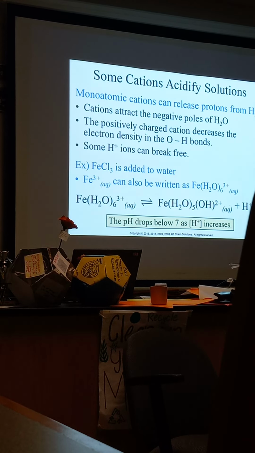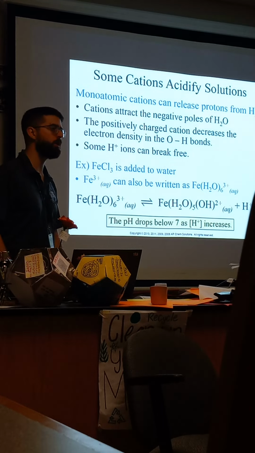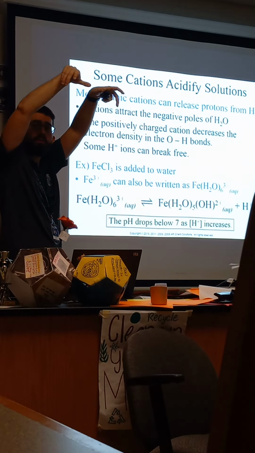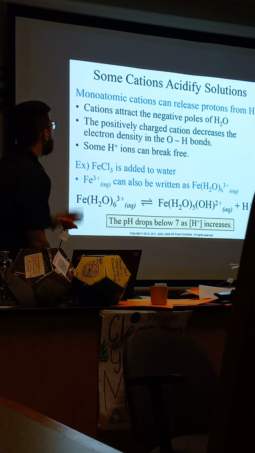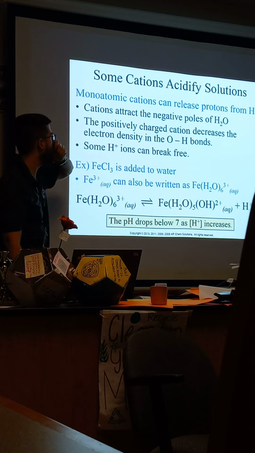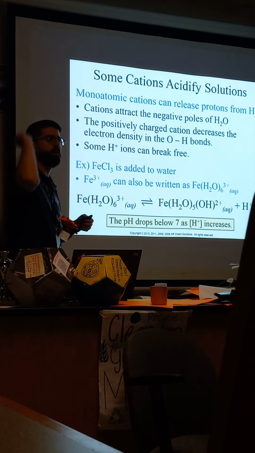Alright guys, let's move on. So, it's not just NH4 plus. You can also have, guys, what does mono mean? The prefix? So monatomic cations can release protons from H2O. And this is because cations can attract the negative poles of H2O. Guys, where's the negative pole of H2O? It's on the oxygen side, right? And there's two poles, technically two negative poles, where the what pairs are on the oxygen? The lone pairs on the oxygen, right? So the positively charged cation decreases the electron density in the O to H bonds, and then that allows some H to escape.